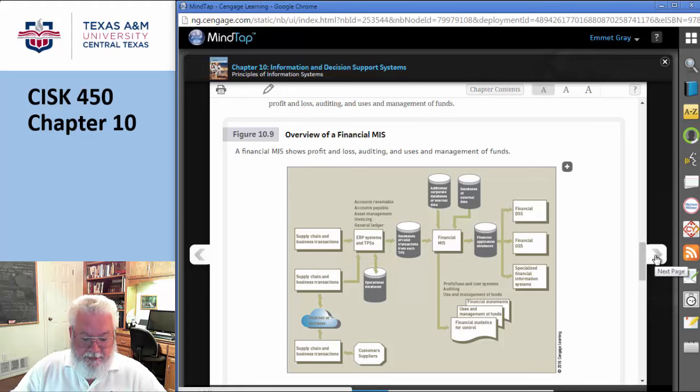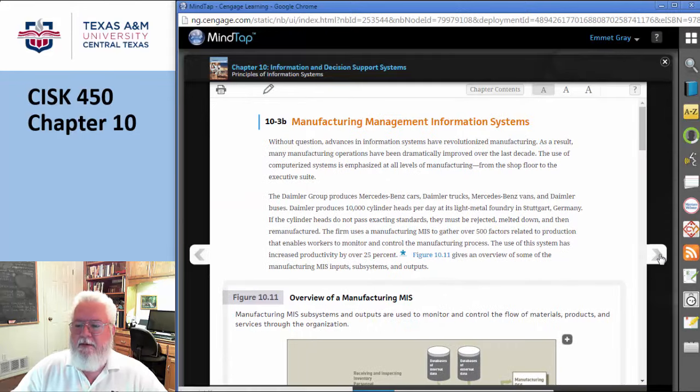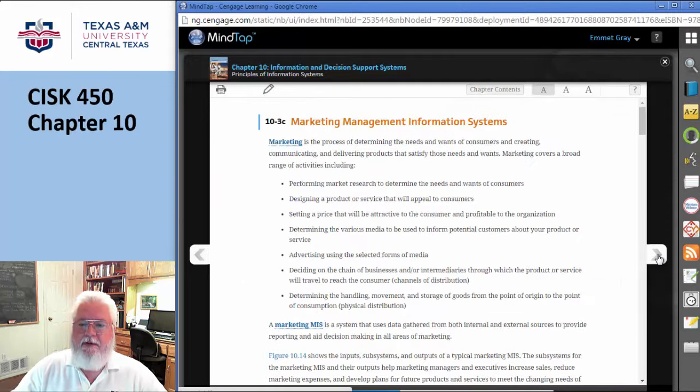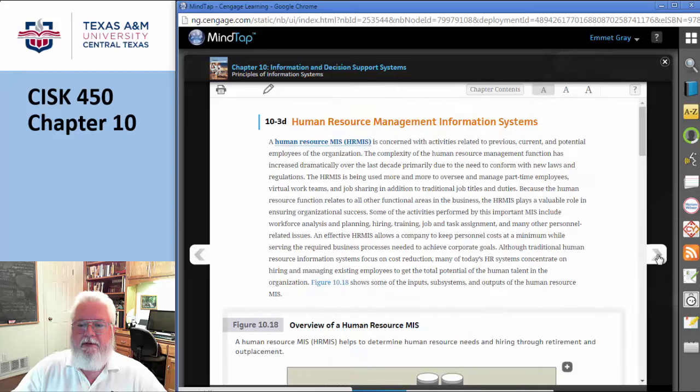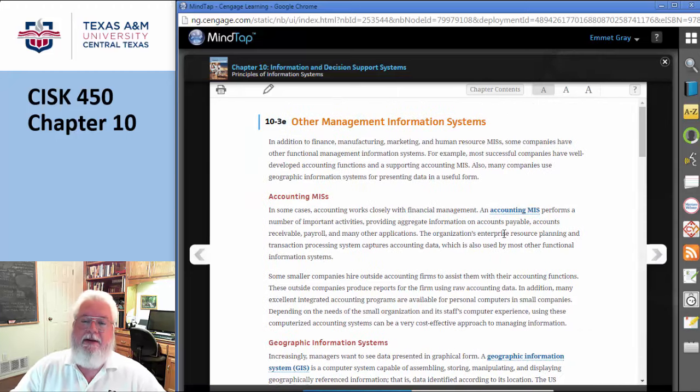Now, there's not any need for me to go through all the rest of them, so I'm going to skip over all that and end up on the other category on page 473. So skip over manufacturing, skip over marketing, skip over human resources, now we're getting there. Why am I skipping them over? Because quite frankly, it's boring. It's the same information over and over again. You've got one MIS, you've got them all.